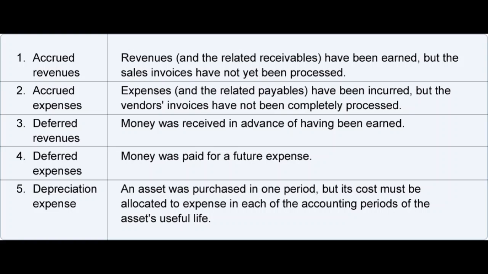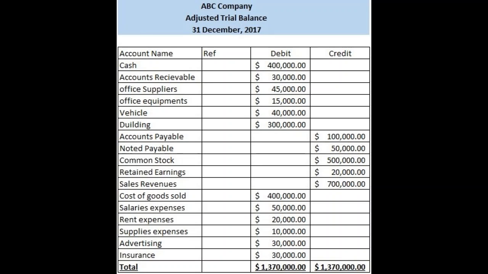All of the accounts that still have a non-zero balance are then transferred to their appropriate columns in an adjusted trial balance. The balances in the debit and credit column are added up separately, and then their sums are equal to each other.